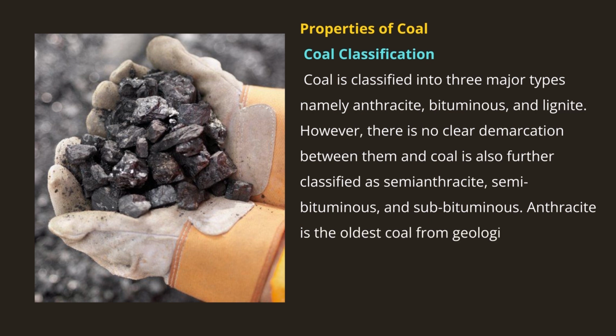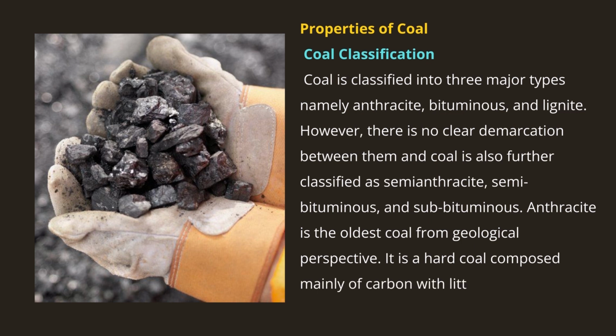Anthracite is the oldest coal from a geological perspective. It is a hard coal composed mainly of carbon with little volatile content and practically no moisture. Lignite is the youngest coal from a geological perspective. It is a soft coal composed mainly of volatile matter and moisture. The common coals used in the Indian industry are bituminous and subbituminous coal. The gradation of Indian coal based on its calorific value is as follows.